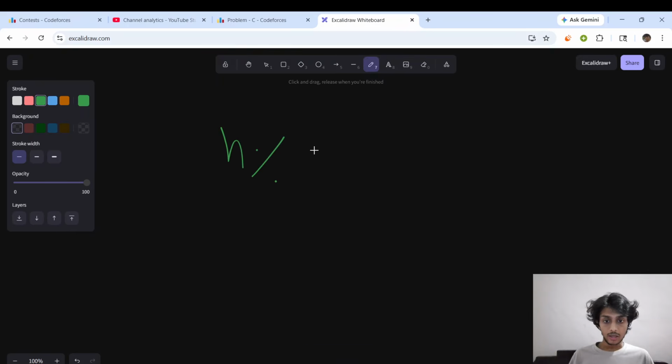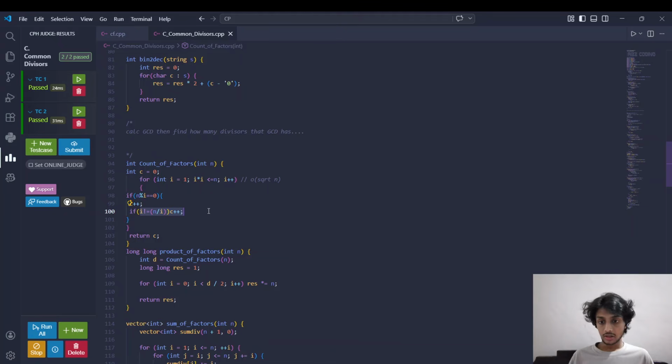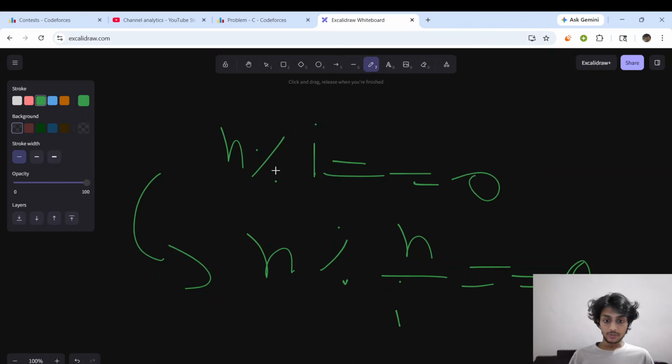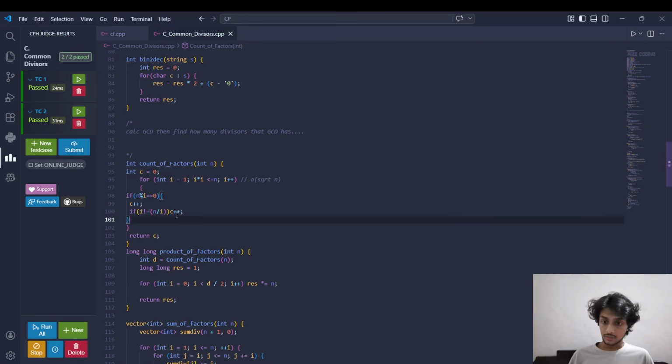if n modulo i equals 0, that means there is also one thing we can say: n modulo n by i will also be 0, and that's what I did. If i is not equal to n by i, that means these two are different integers, and if that happens, that means n by i is also a factor. So if that happens, then count plus plus also.